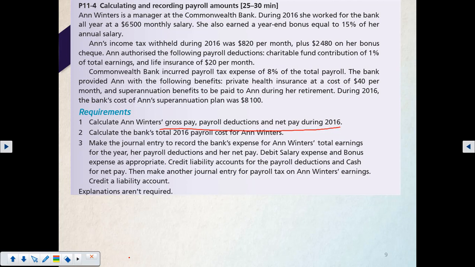First we write the gross pay, whatever amount she is earning. Then we slowly deduct. Gross pay is going to be 6,500 monthly, 78,000 plus 15% bonus. Write the gross pay first and then we come to the net pay. 89,700, very good. Now you go to the deduction section.